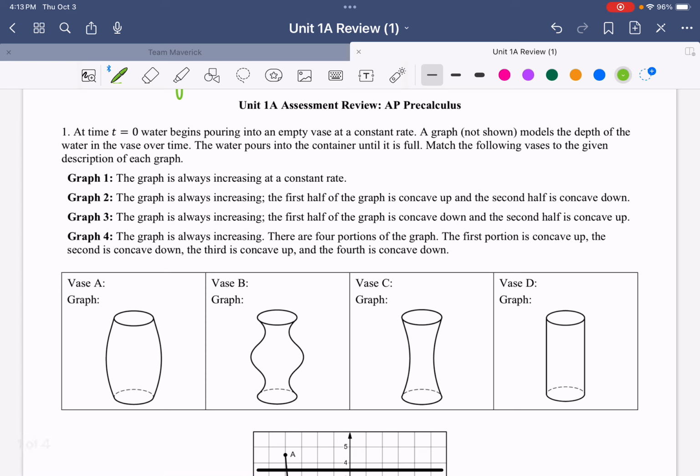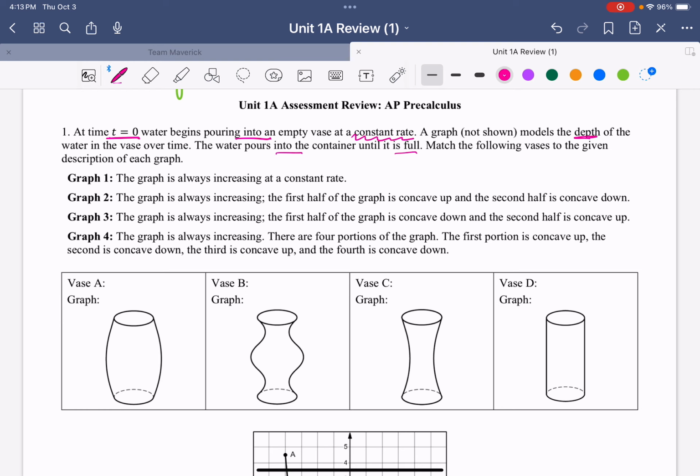At time t equals 0, water begins pouring into an empty vase at a constant rate. A graph that's not shown models the depth of the water in the vase over time. The water pours into the container until it is full. Match the following vases to the given description of each graph.